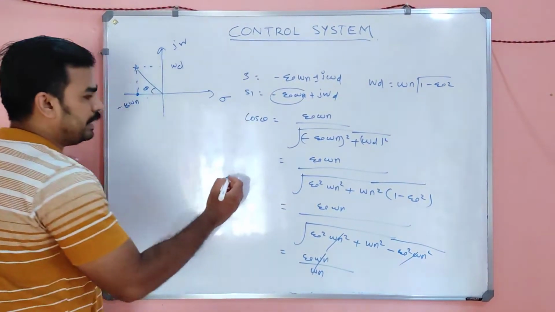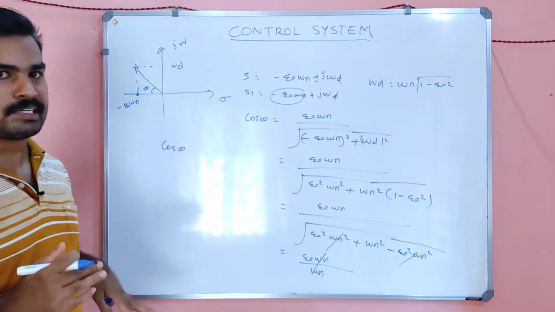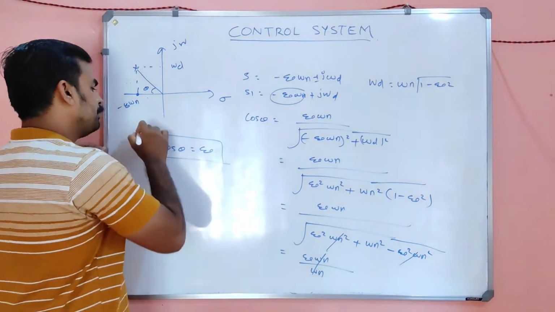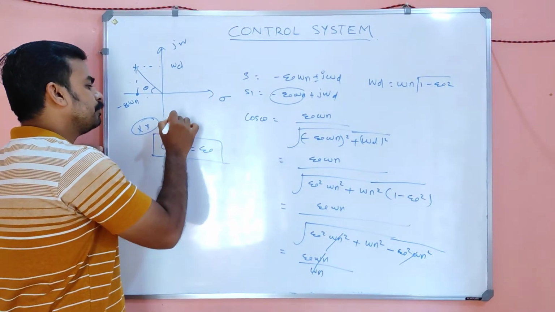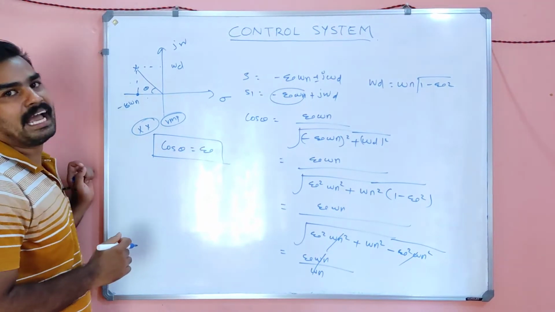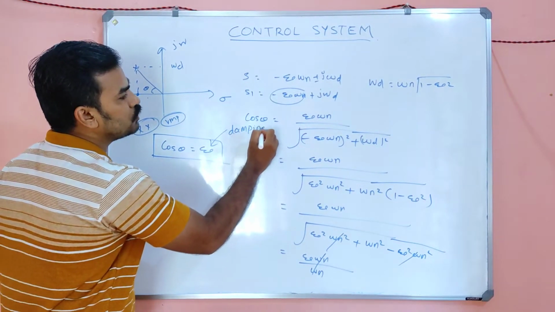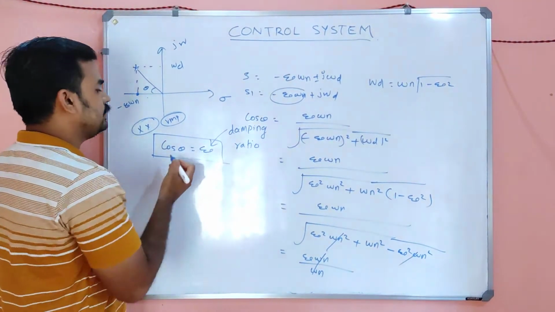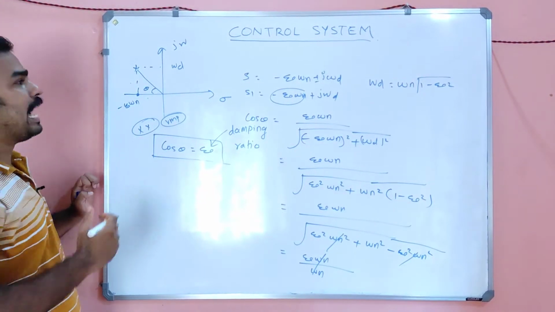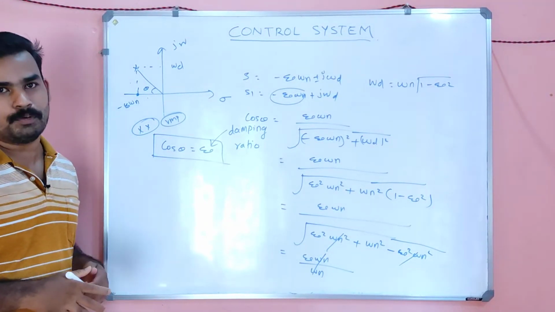So finally you will obtain a very important relationship in the time domain analysis of the second order system, which is cos theta equal to zeta. It is a very important relation, my dear. Cos theta equal to zeta, where zeta is the damping ratio, which you already know, and theta is the angle at which the pole lies, because s represents the pole.